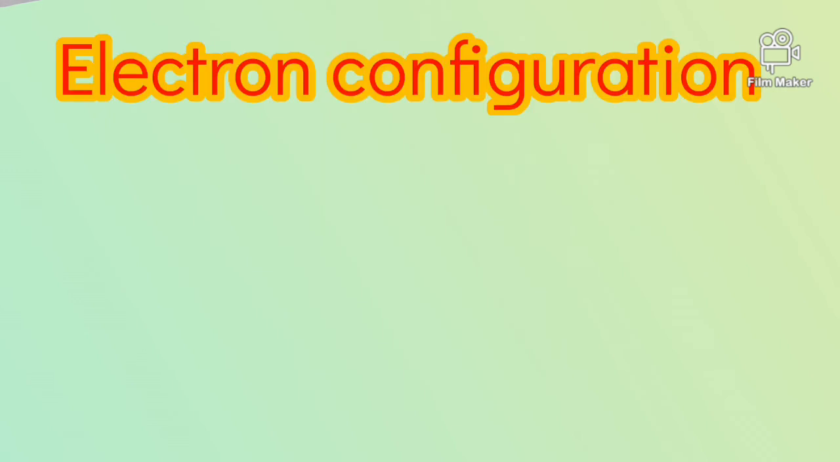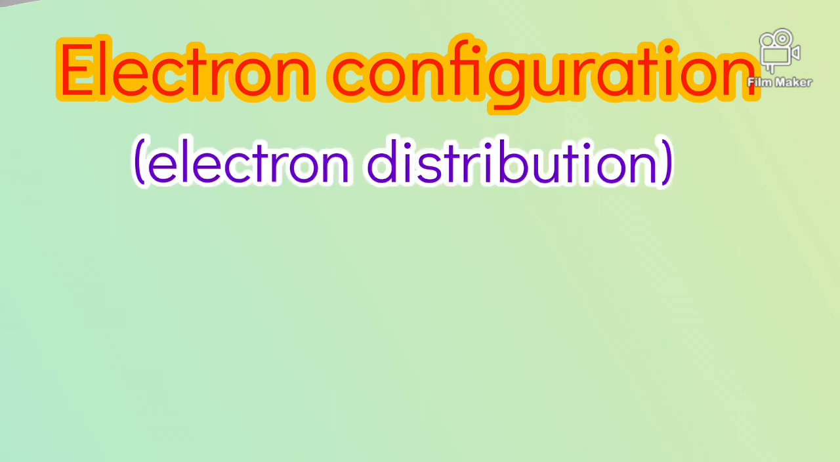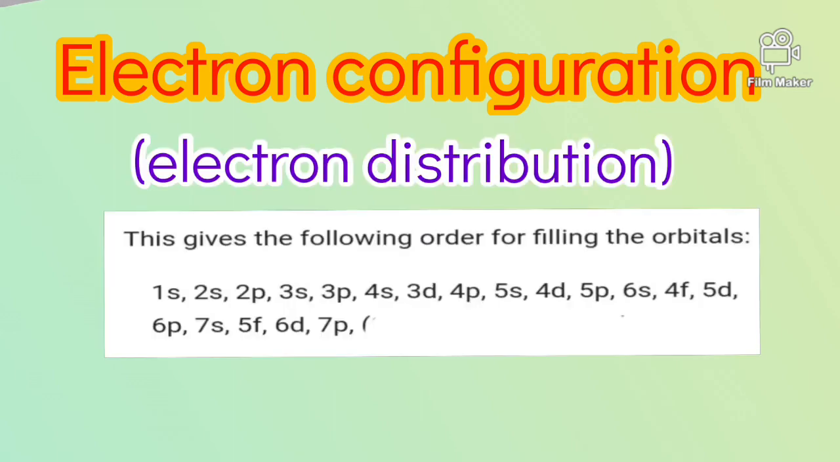Then we will have to discuss the electron configuration. What is the electron configuration actually? Electron configuration is the electron arrangement. What is the electron arrangement in an atom? That means electron distribution. You can see the sequence of filling of electrons.